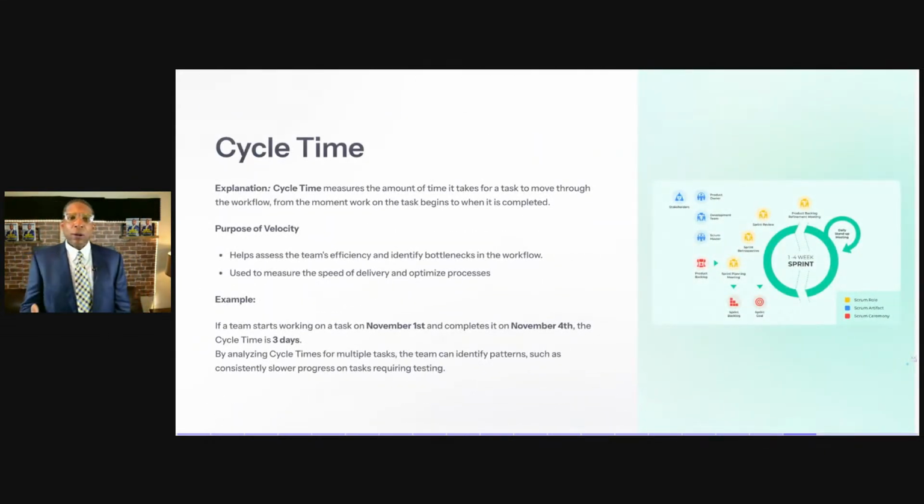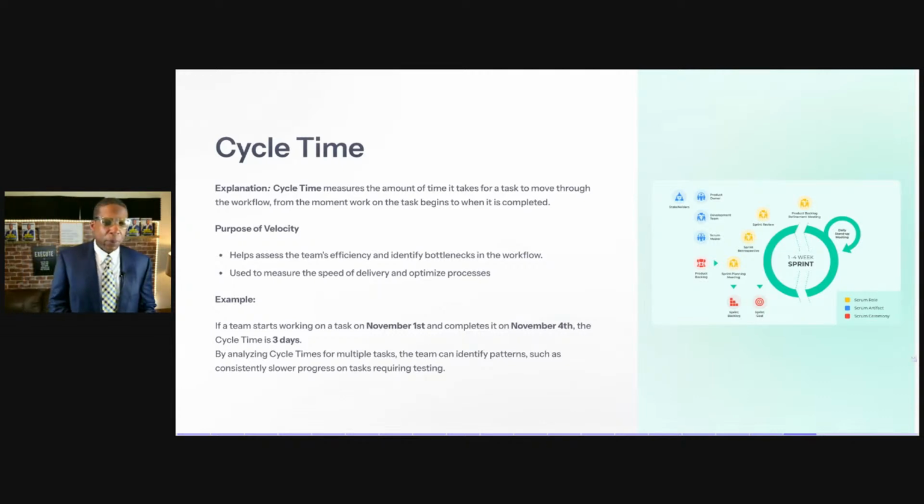Cycle time. Cycle time measures the amount of time it takes for a task to move through the workflow from the moment work on the task begins to when it's actually completed. So the purpose of, really, I meant cycle time, not velocity. It helps assess the team's efficiency and identify bottlenecks in the workflow. It's used to measure the speed of delivery and optimize process.